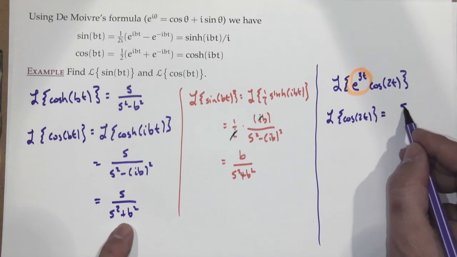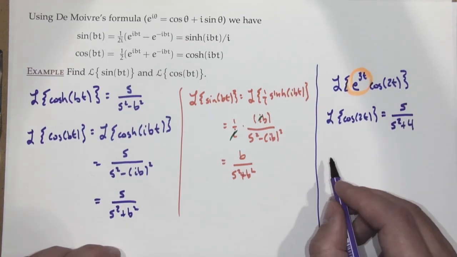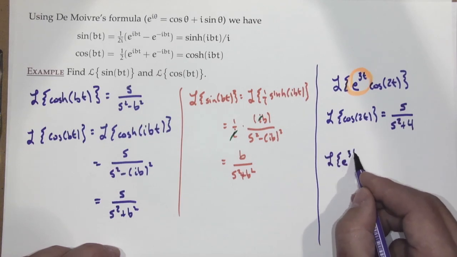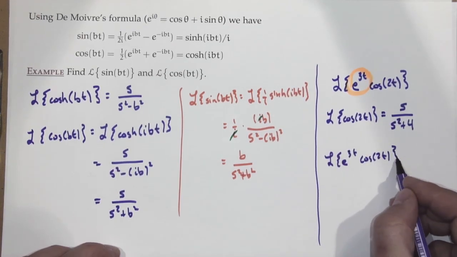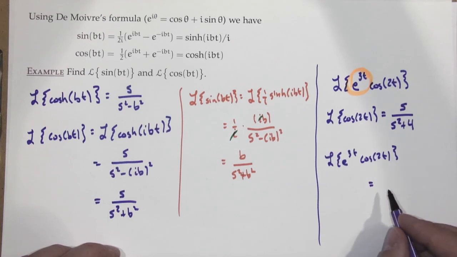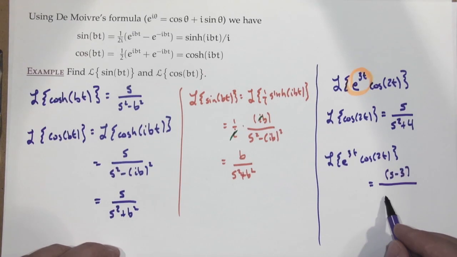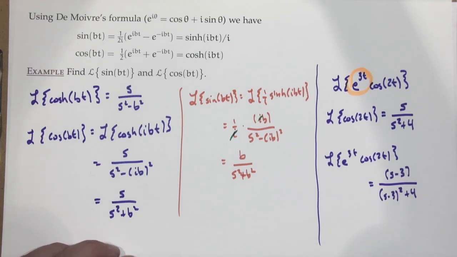Well, s over s squared plus 4. Now, we say, okay, whenever we have an exponential function, it tells us shift. How much are we shifting by? 3. So what's the result? Yeah. s minus 3 over s minus 3 squared plus 4. All right, so we're able to handle exponentials, we're able to handle cosine, able to handle sine, able to handle combinations of the two.